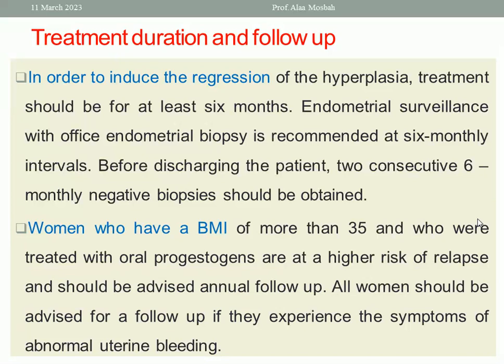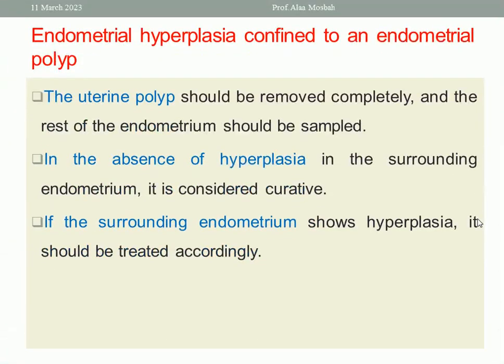Okay, but there is an exception, like obese women with body mass index more than 35 who are treated with oral progestogen. They are at higher risk of relapse. So they should be advised to do annual follow-up every year. And all women should be advised to return for follow-up if they experience symptoms of abnormal uterine bleeding. It's clear enough.